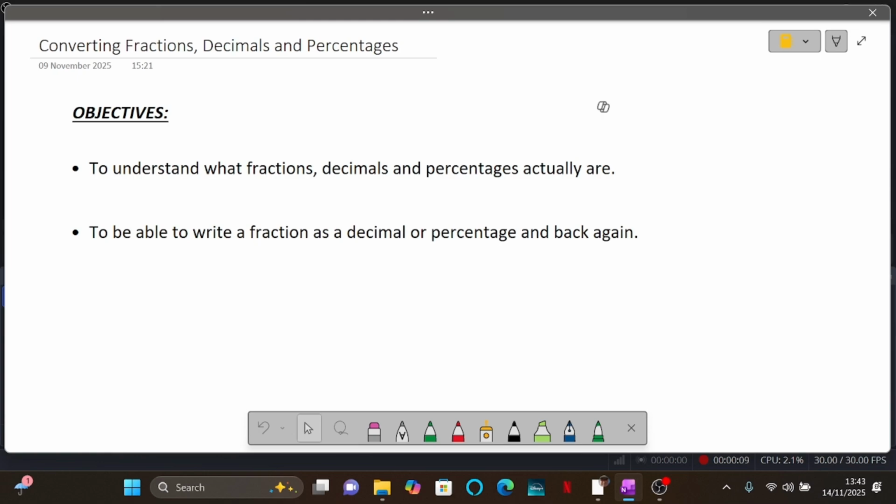We're going to dive on into today's content, and we can see our objectives are on the board. We need to be able to understand what fractions, decimals, and percentages actually are. We also need to be able to rewrite fractions as decimals or percentages, and of course, all the way back again.